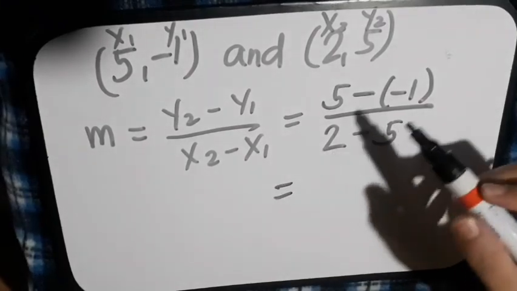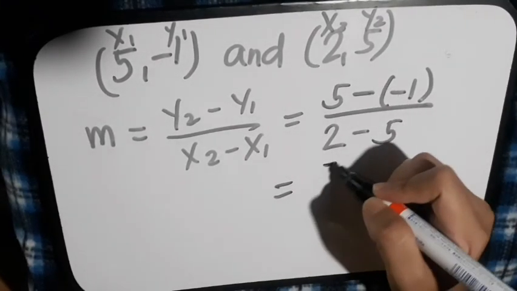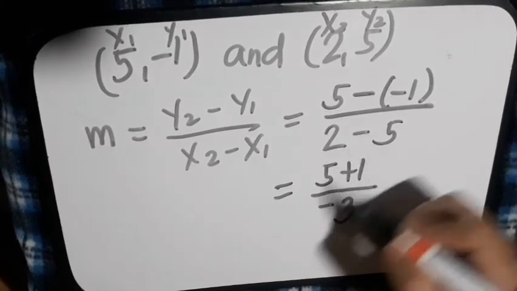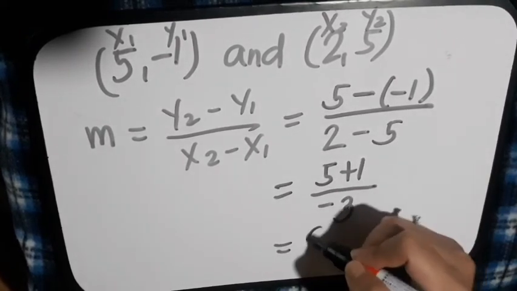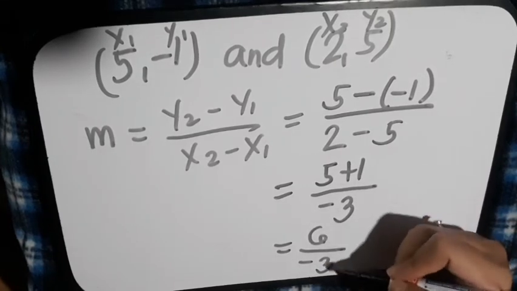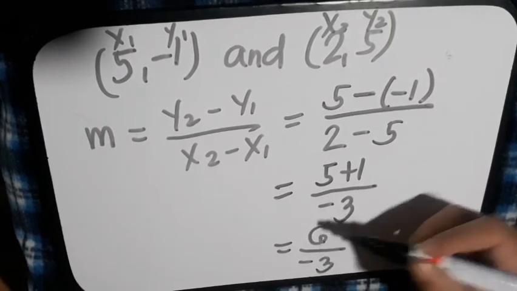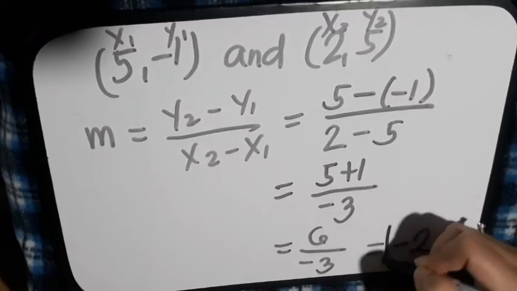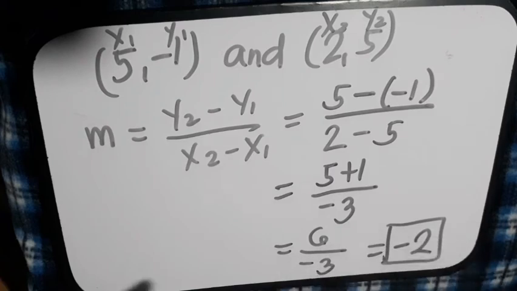Then simplify. 5 minus negative 1 is equal to 5 plus 1 over 2 minus 5, which is negative 3. Then simplify. 5 plus 1 is equal to 6 over negative 3. Now reduce this to lowest term by dividing 6 by negative 3. So 6 divided by negative 3 is equal to negative 2. That will be the slope of our points.